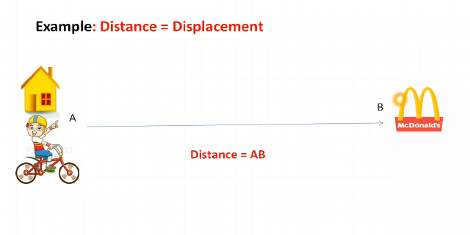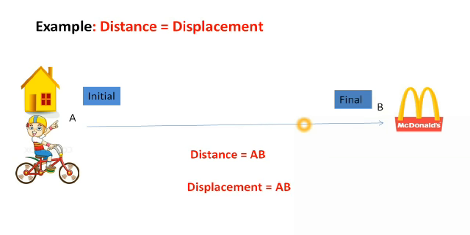Now what is the displacement in this case? As we know, we require only the initial and final position. This is the initial position A at home and this is the final position B, McDonald's. So what is the shortest distance between these initial and final positions? It's again AB. So in this case our displacement would be AB. Here we have both distance and displacement equal. Why is it equal? Because the boy followed the shortest route between initial and final position.